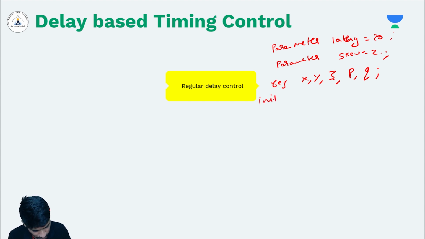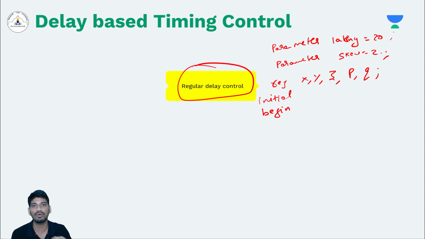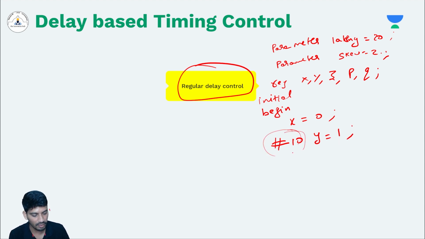Now I am doing initial begin. Let's see how to use the regular delay control. We have been using it from the beginning of this course, but we didn't know its name is regular delay control. First, X is equal to 0. There is no delay. Now, if I want a delay of 10 nanoseconds, Y is equal to 1. This is called regular delay control.